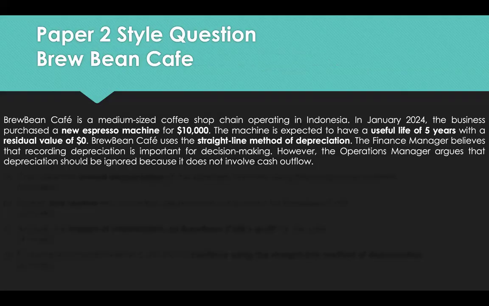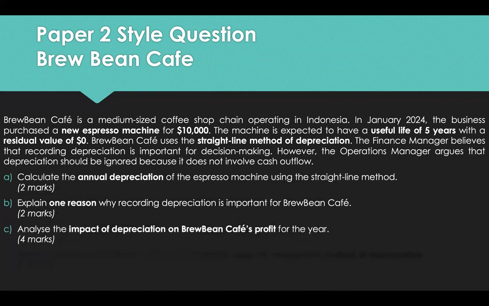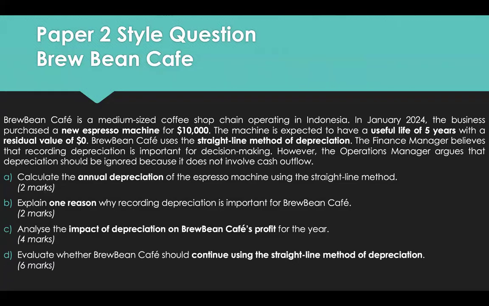Now let us see the Paper 2 case: BrewBean Café. Let's apply depreciation to a Paper 2 style case study. BrewBean Café purchased an espresso machine for $10,000 with a useful life of 5 years and zero residual value. The business uses the straight line method. You are asked to calculate annual depreciation, explain why depreciation is important, analyze its impact on profit, and evaluate whether this method should continue to be used.